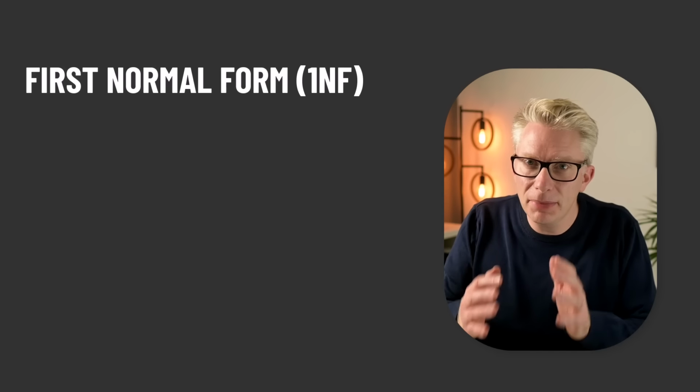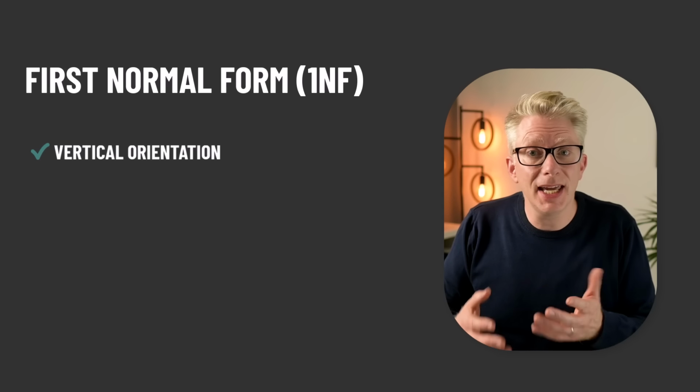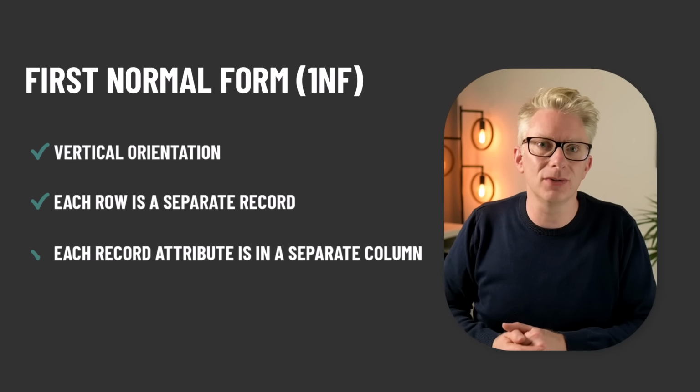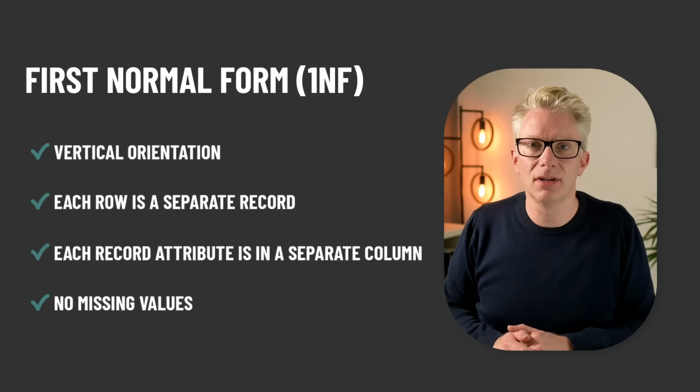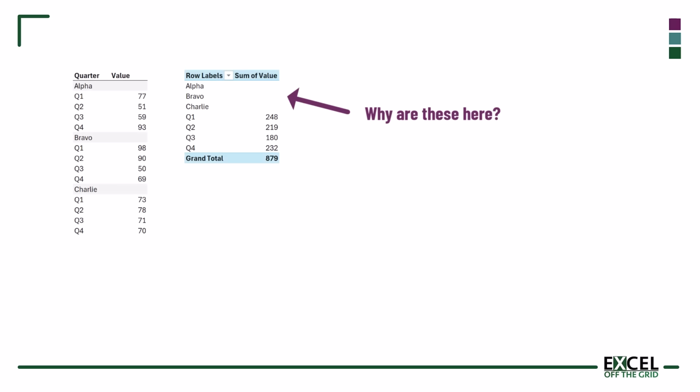The rules for first normal form change how we record and use data. By applying these rules, it leads to a vertical orientation, where each row is a separate record or event, and each attribute of that record is contained in a separate column, and there are no missing values. This format is critical for working efficiently in Excel. For example, have you ever had a pivot table which keeps showing an error message or doesn't calculate correctly?